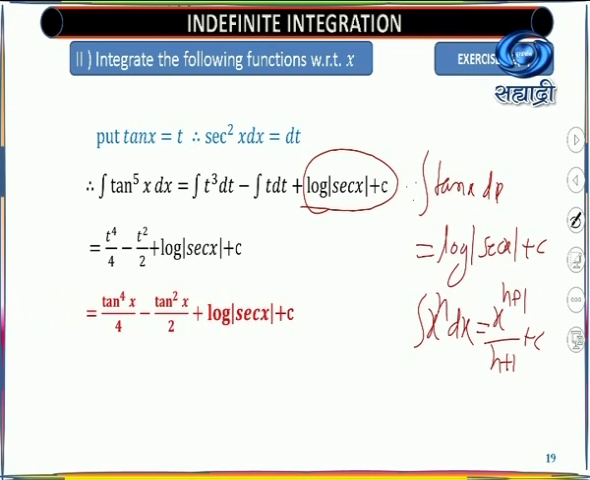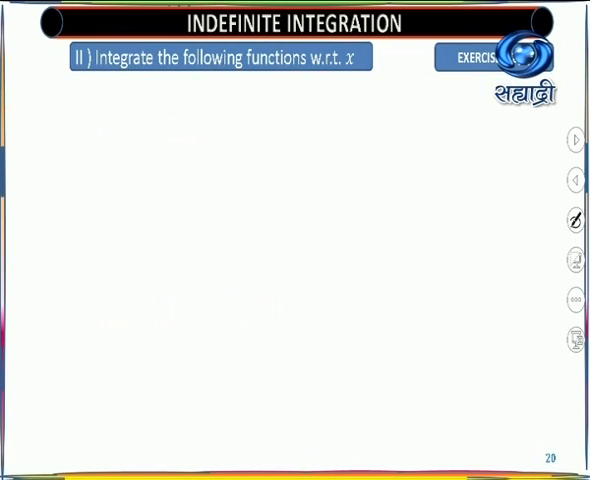Okay, now look at here. So again replace the value, that is tan raised to 4x upon 4 minus tan square x upon 2 plus log of mod of sec x plus constant of integration. So this way this example is completed here. We'll see the next example.